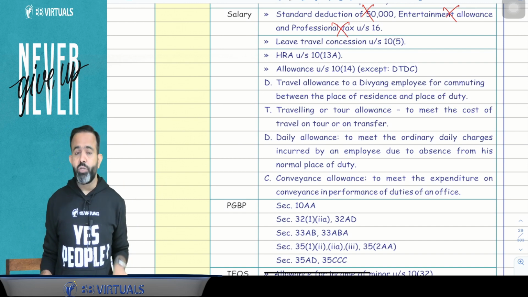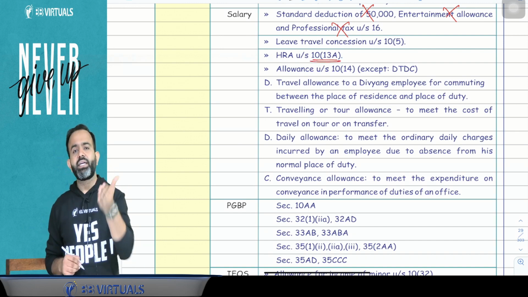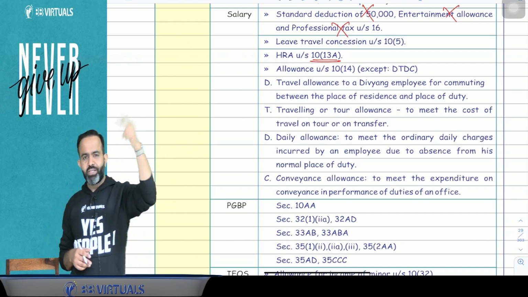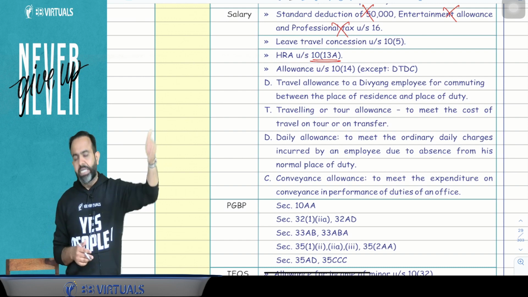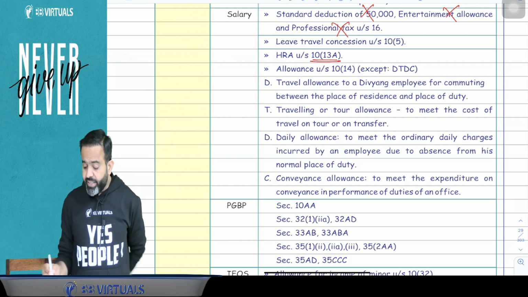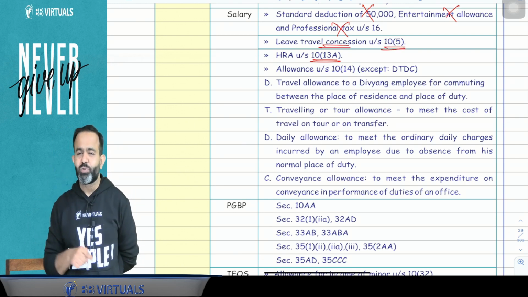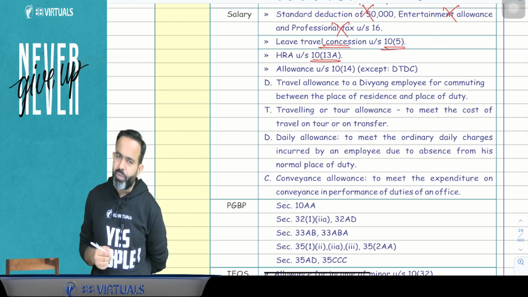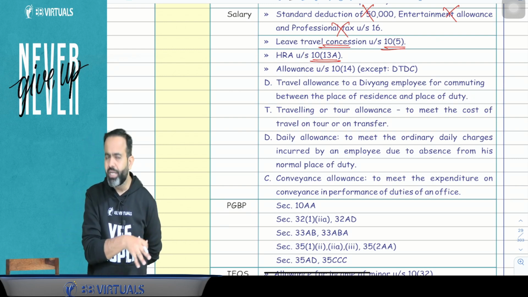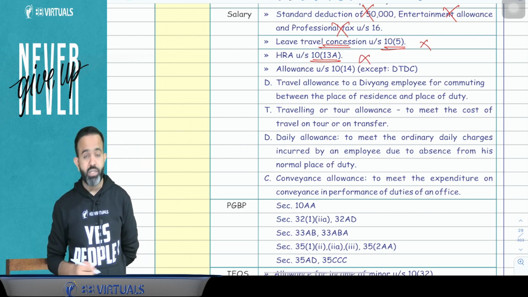Under the head salary, you know that HRA exemption is there under section 10(13A). That HRA exemption is not available. That is, the least of 40% or 50% of salary, or actual amount received, or rent paid minus 10% of salary. That HRA exemption is not available. Third is leave travel concession. Whenever an employee visits any place along with spouse and two children, and payment is made by the employer, there is some exemption like economy class fare and all. That LTC, leave travel concession exemption is not available.